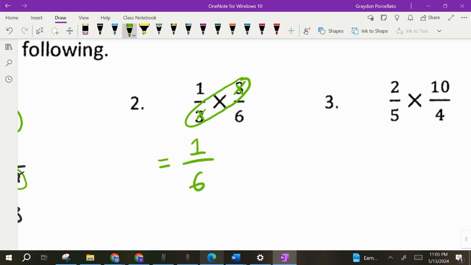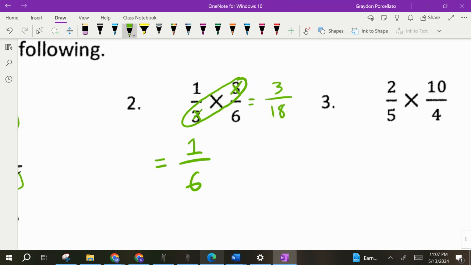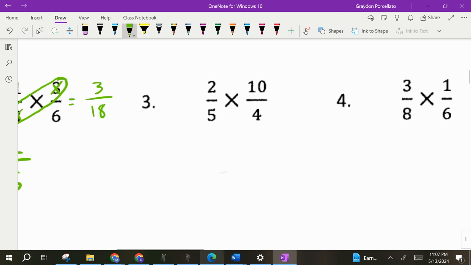Okay, if the numbers are the same, they go away, and you're left with whatever number is on top and whatever number is on the bottom. Okay, now you could have tried this. 1 times 3 is 3, and 3 times 6 is 18, and then you could have reduced that to 1 over 6. Okay, let's try it again.